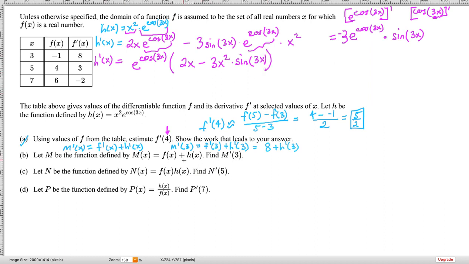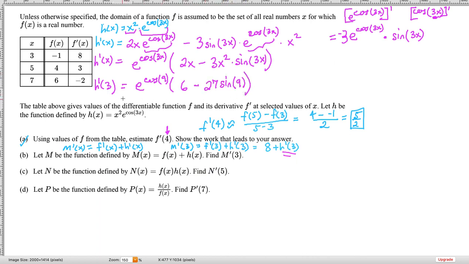And now I need to find h prime of 3. So I plug in 3 into this whole thing. I have to use my calculator. It becomes e to the cosine of 9 times 6 minus 3 squared is 9 times 3 is 27 sine of 9.